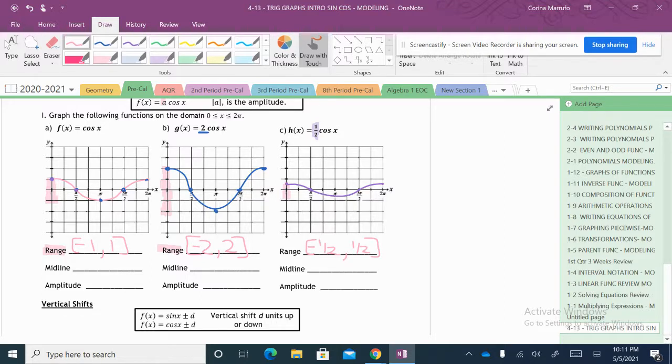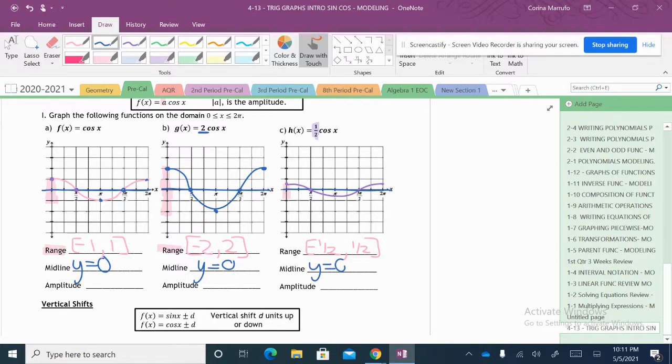Okay, so the midline, the line that cuts the range in half. So if I cut this range in half, that would be my midline. It is at y equals 0. This line would cut my range in half. This one is also y equals 0. This one cuts my range in half, and that one's also y equal to 0.